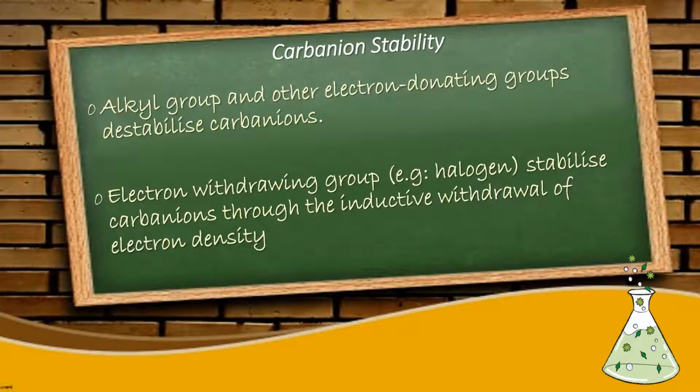Carbanion stability. Alkyl group and other electron-donating groups destabilize carbanions. As the number of alkyl groups increases, the stability of carbanions decreases. Electron withdrawing groups, for example halogen, will stabilize carbanions through the inductive withdrawal of electron density.